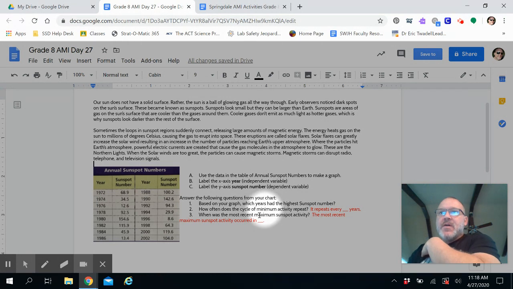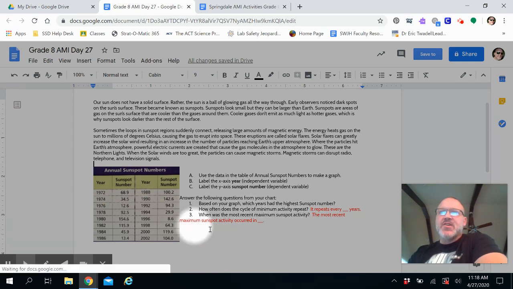Okay. Once you get your graph made, you're going to answer some questions based on your graph. One says, based on your graph, which years had the highest sunspot number? So you're looking for the maximum. Number 2 says, how often does the cycle of minimum activity repeat? So the lowest points would be your minimums. And then number 3 says, when was the most recent maximum sunspot activity? So you can read your graph to answer that question.